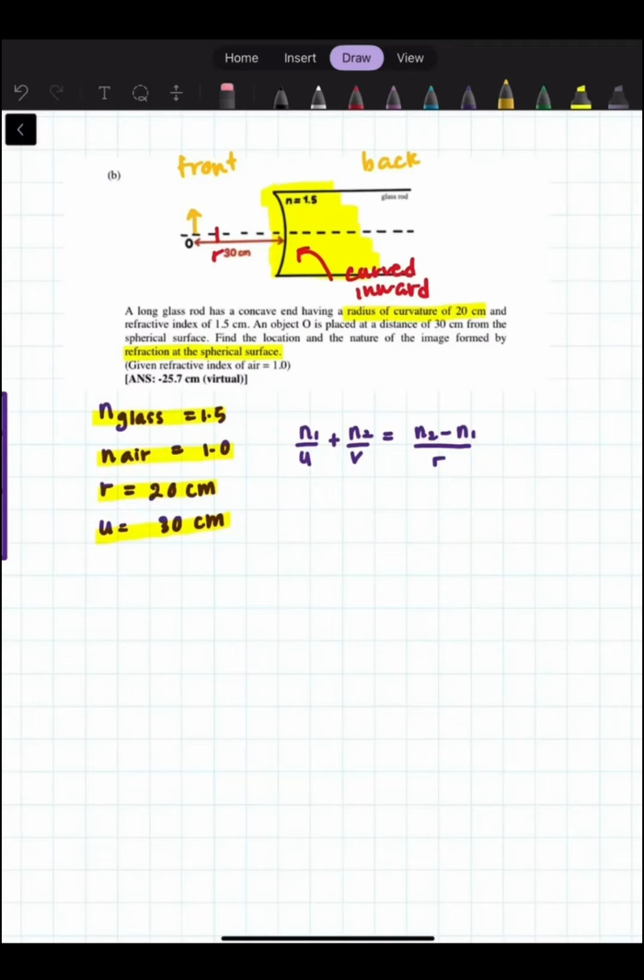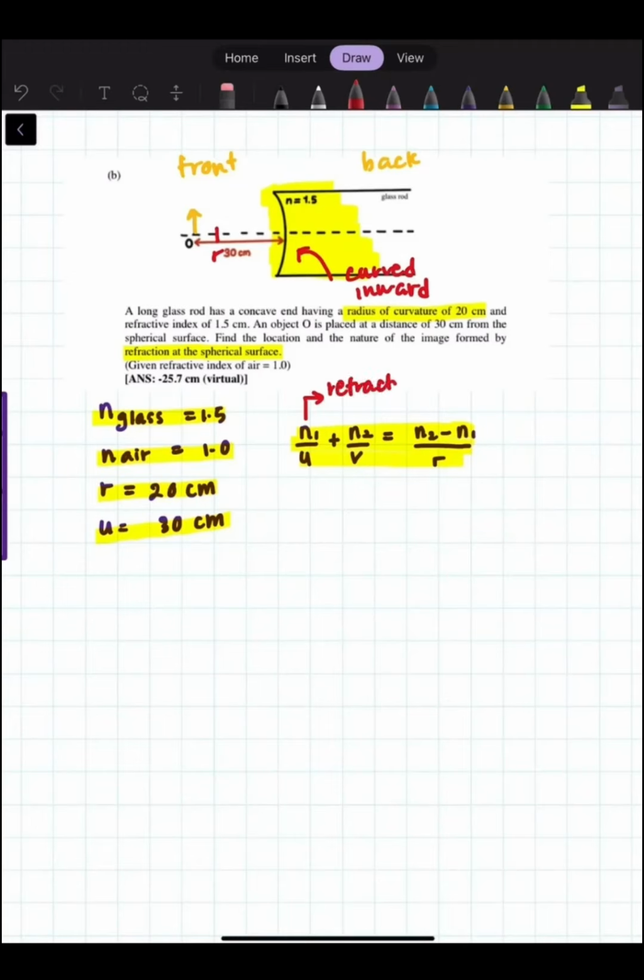Now let's determine our answer. We need to find the location of the image formed, basically we need to find v. In order to find v, we're going to use the equation of refraction at the spherical surface. The equation is, as I've written down here, n1 over u plus n2 over v equals n2 minus n1 over r. Here n1 is the refractive index of the incident ray. I will tell you what it means in a minute.